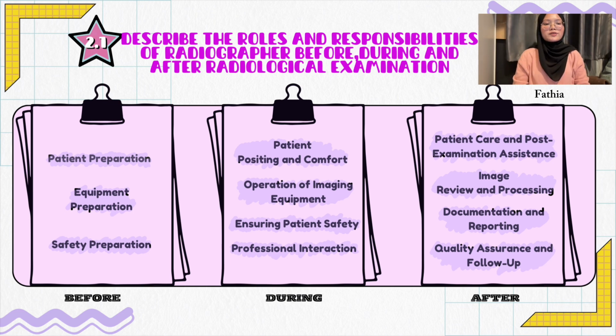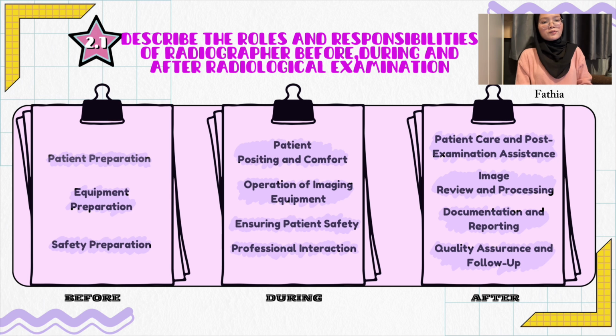The role of a radiographer before radiological examination is patient preparation. For example, verify patient information, explain the procedure, assess the patient history, and give instruction to the patient. Next, equipment preparation such as test the machine, provide accessory, and make safety check. Lastly, safety preparation like ensure radiation safety for the patient and make agreements and legal documentation.